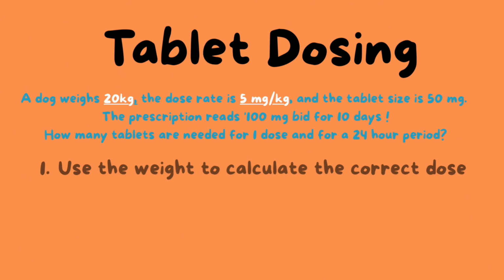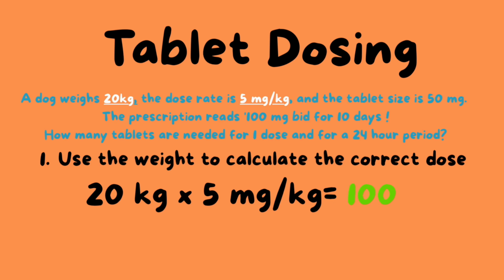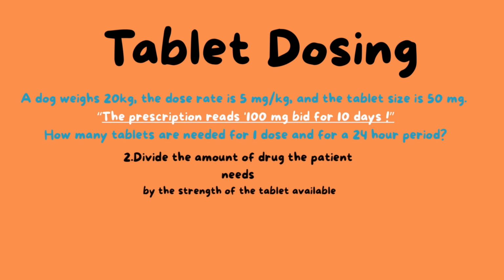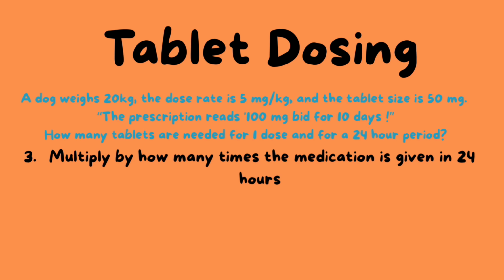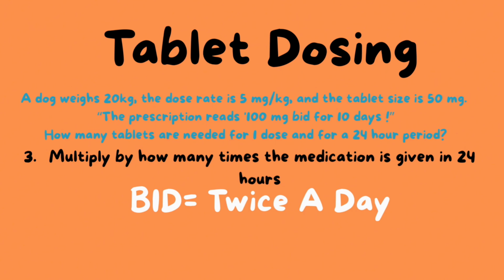Now that we got that out the way, let's talk about tablet dosing. Step 1, we need to use the weight to calculate the correct dose. Quick tip, pay attention to the weight conversion. Sometimes you may need to convert, but in this question, we don't have to. Okay, step 2, you need to divide by the tablet size. And finally, you need to multiply by how many times the medication is given in 24 hours.